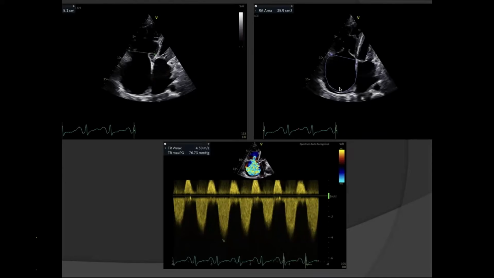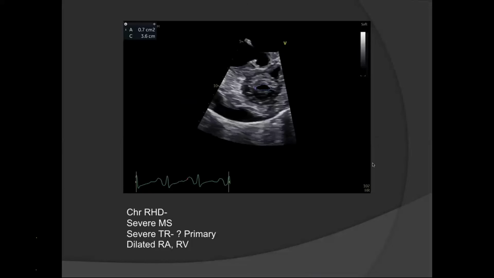Grossly dilated right atrium. RV systolic pressure has been calculated by continuous wave Doppler, and the TRPG is 76 millimeters of mercury. We will add RA pressure based on our IVC size and collapse.